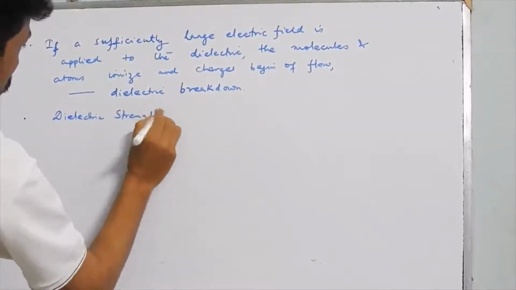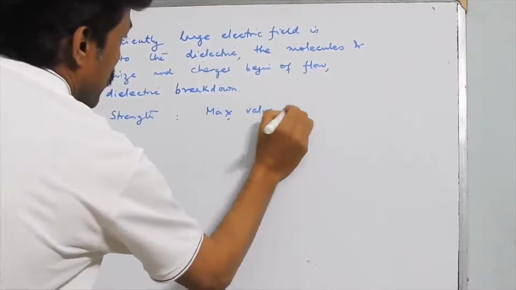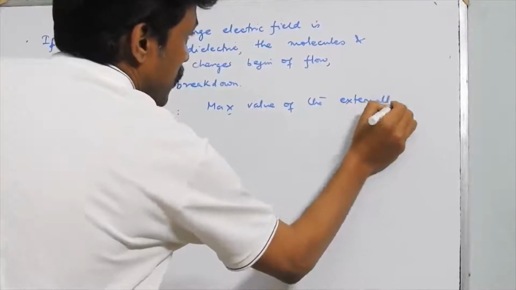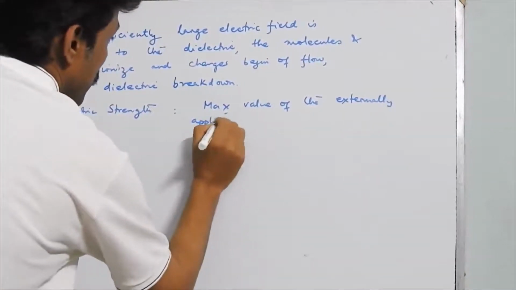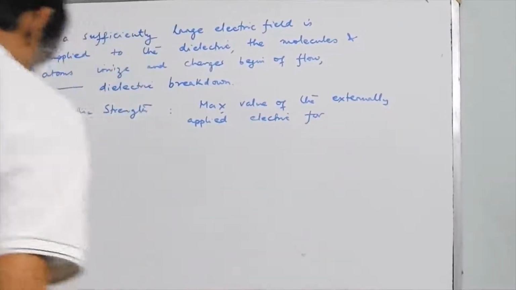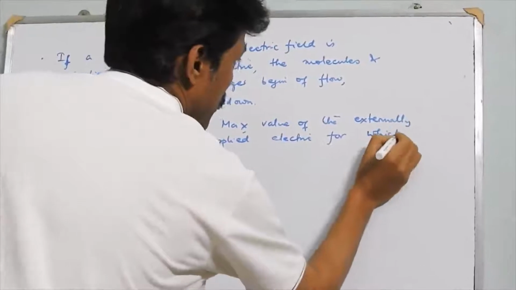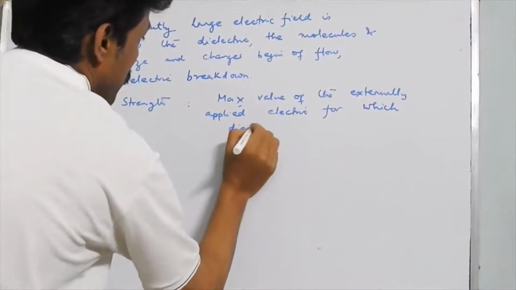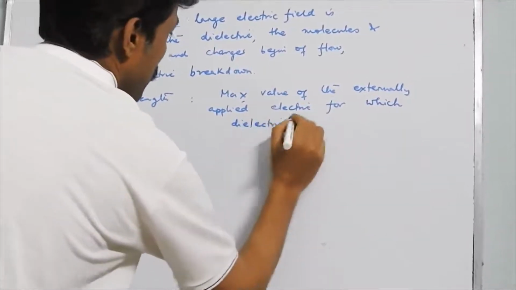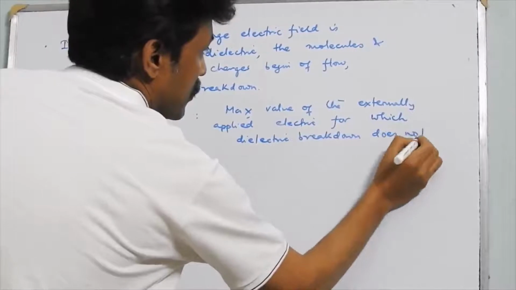Strength of the dielectric. So you can say that it is the maximum value of the external applied electric field for which dielectric breakdown does not occur.